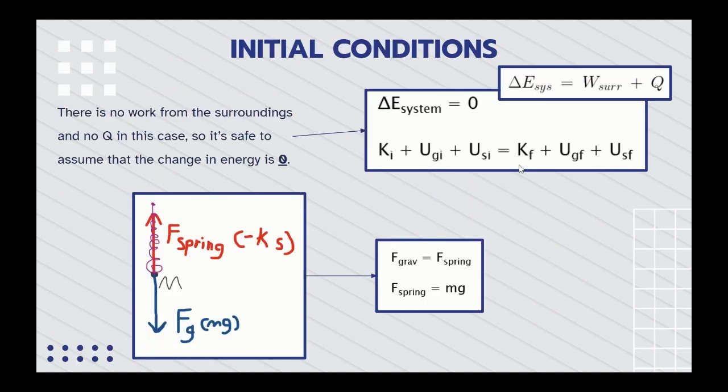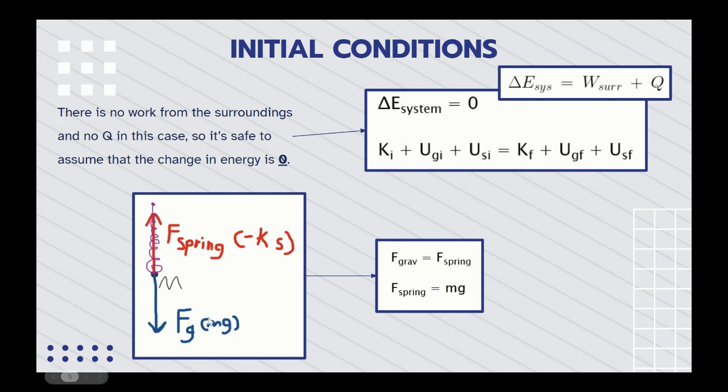For our case, the initial conditions here are that there's no work from the surroundings, so there is also no Q, so it's safe to assume that the change of energy is zero, as the initial and final system has the same energy as it has been preserved. So that gives us this. And then this is pretty much our system.